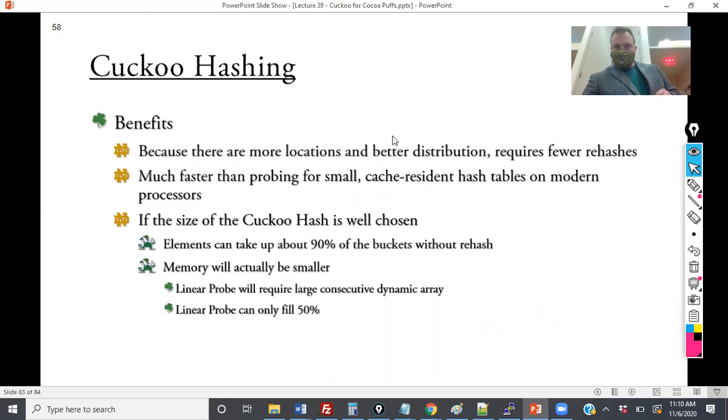So just to conclude, the benefits of cuckoo hashing is because there's more locations and better distribution, it requires fewer rehashes. It's much faster for probing small cache resident hash tables on modern processors. And because the elements can take up about 90% of the buckets without a rehash, the memory is going to be reduced. So it offsets some of this burden that we've been incurring.